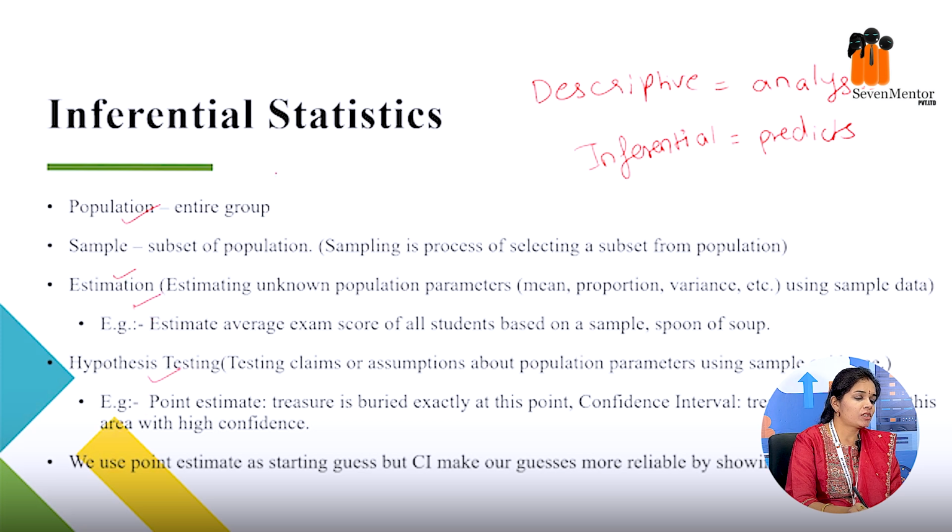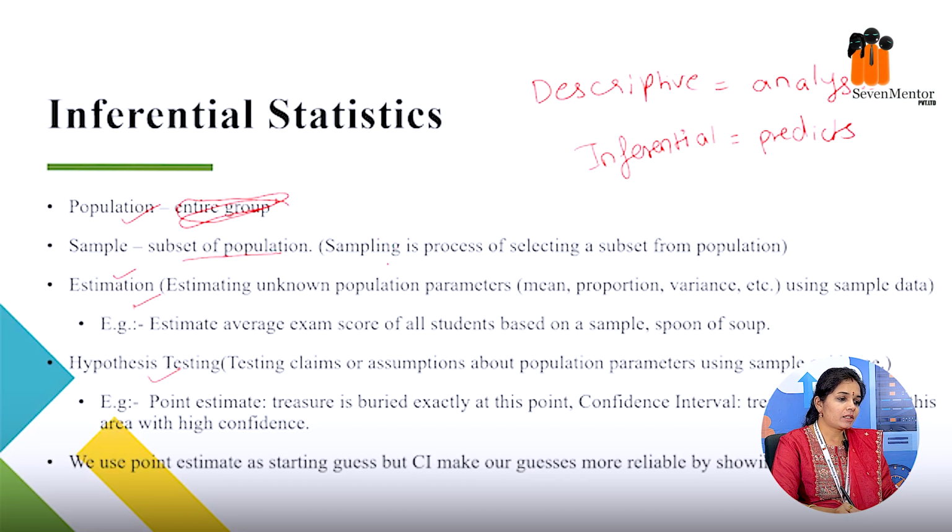Population is the entire group. Sample is the subset of population. It is connected with the sampling technique, the process of selecting a subset. Selecting a sample from the population is called the sampling technique. You can remember it in this simple language. Estimation, what is estimation? It is estimating unknown population parameters, mean, proportion, variance, by using the sample data.